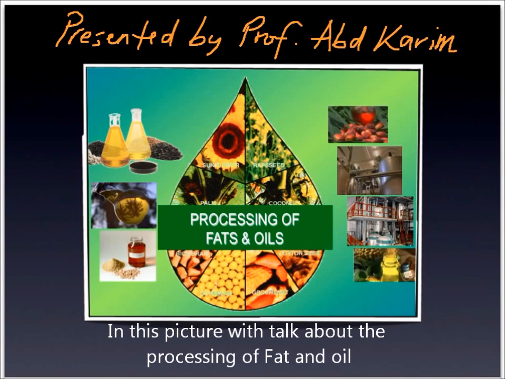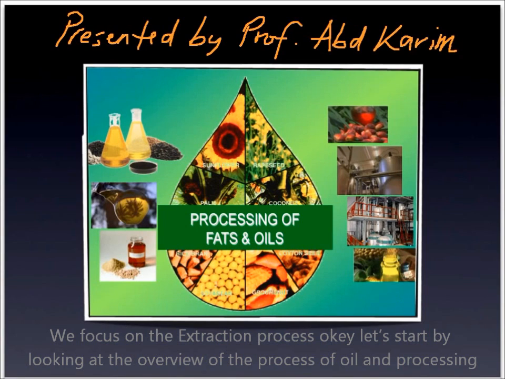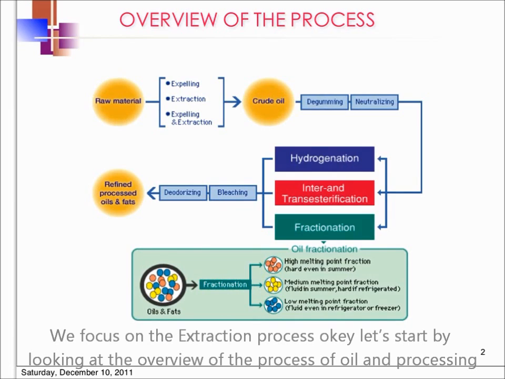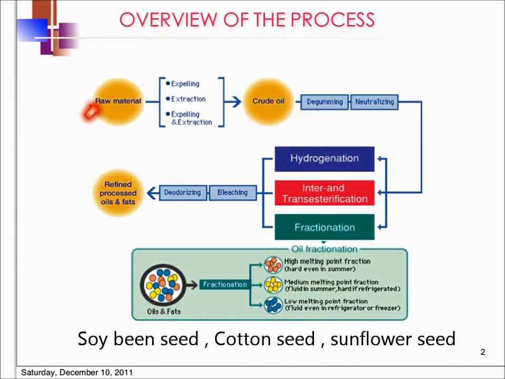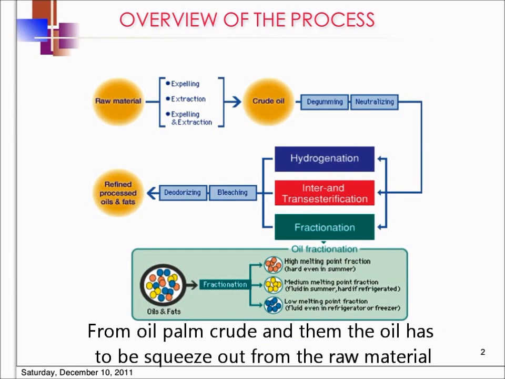I will talk about the processing of fats and oils. We are focused on the extraction process. Okay, let's start by looking at the overview of the process of oil processing. So basically we start with the raw material. The raw material can be the seed, for example, from soybean seed or the cotton seed, sunflower seed, or from the oil palm fruits. Then the oil has to be squeezed out from the raw material.